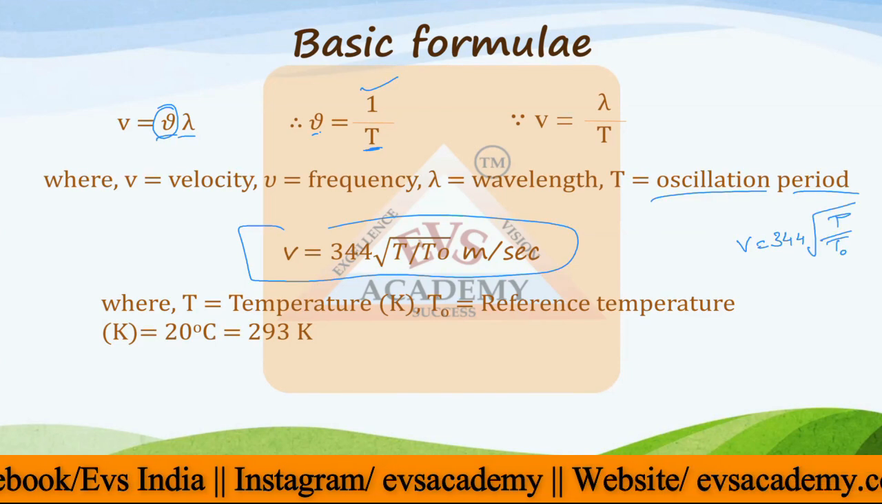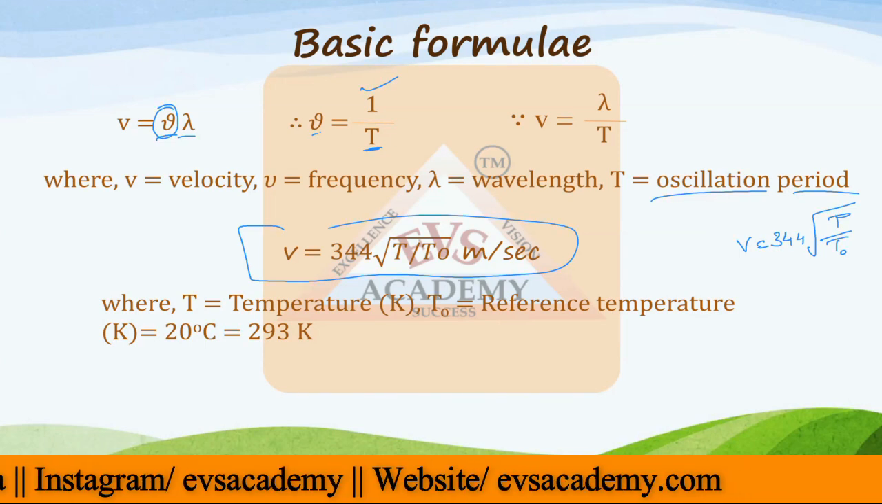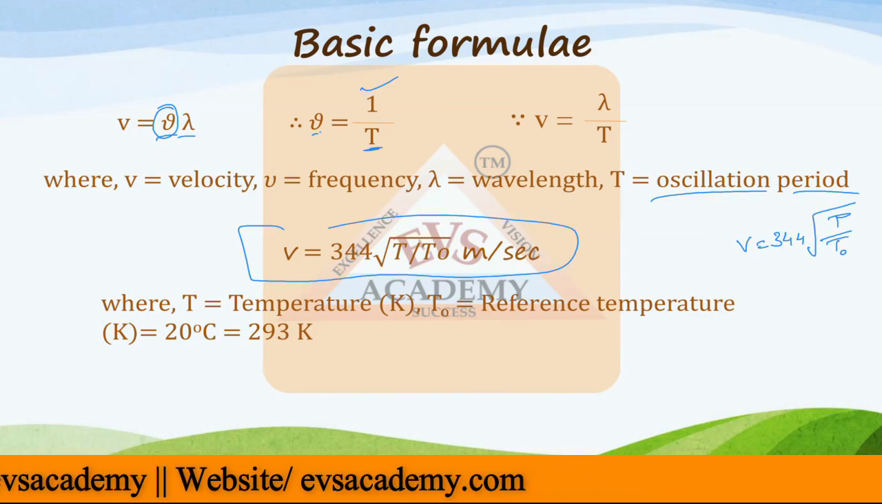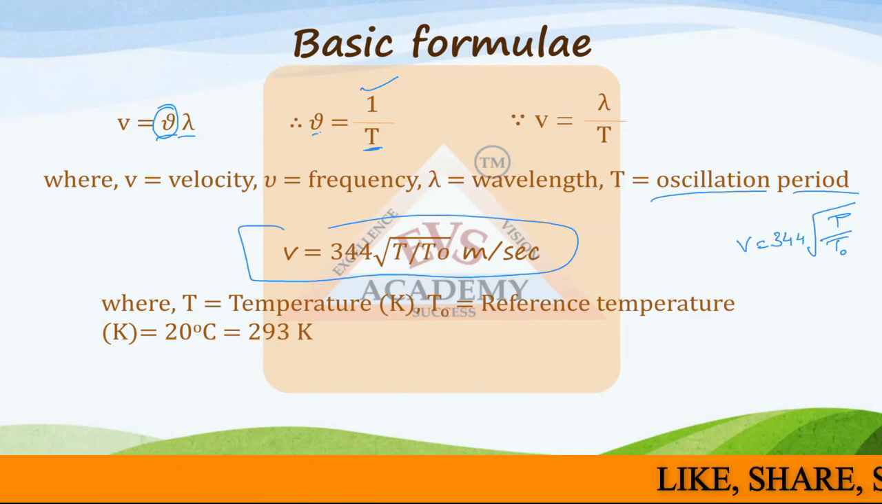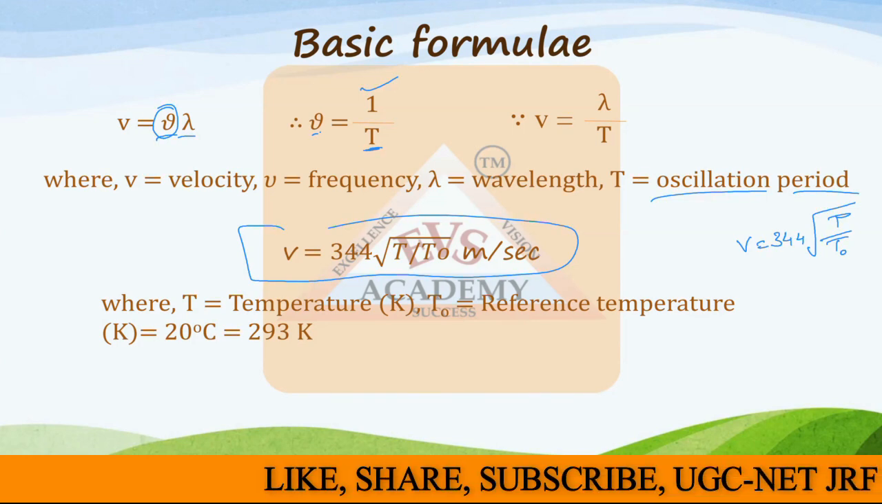Here T naught and T are temperature. T naught is the reference temperature, or you can say room temperature, and T is the temperature at which the question is asking. Here the T value you have to provide in Kelvin, because Kelvin is the SI unit of temperature.